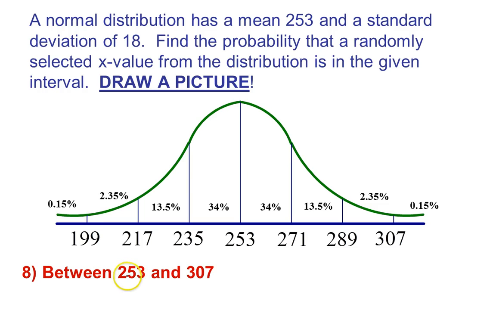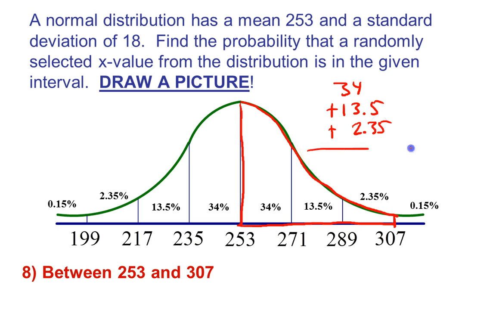Number 8, between 253, which is here, and 307, which is here. Okay, but between these numbers, all right, this interval goes from here to here. So I have a choice. I could add 34 plus 13.5 plus 2.35. I could add up those numbers. Okay, and I am getting 49.85. Okay, 49.85%. That's the answer.